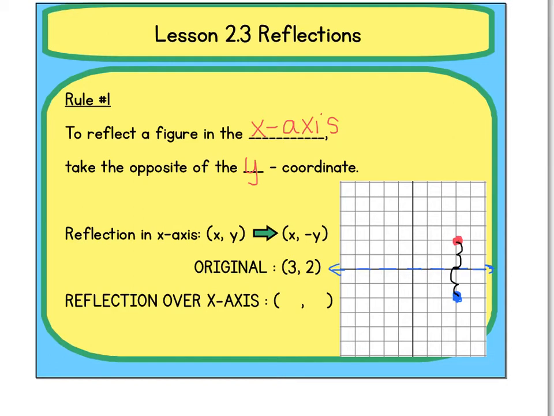So now we're going to take a peek at the coordinate point. The coordinate point of our blue point is positive 1, 2, 3 on the x-axis, negative 2. So what I want you to realize is exactly what happened between our points. Our original point was (3, positive 2), and when we reflected it over the x-axis, it became (3, negative 2). So the only thing that changed was our y-coordinate.